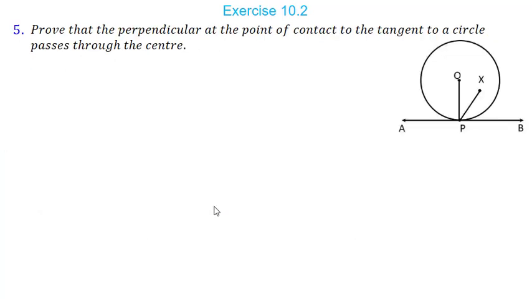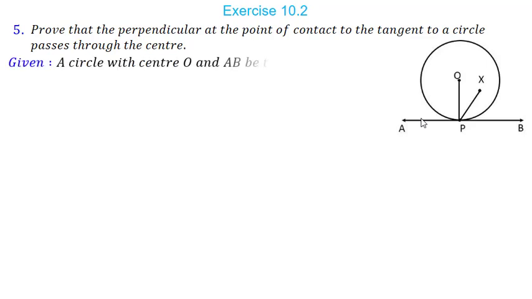The fifth problem is to prove that the perpendicular at the point of contact to the tangent to a circle passes through the center. So here we have to prove that if I draw a perpendicular at point P, where AB is the tangent, then this perpendicular will pass through the center O, right? This we have to prove. Now in such kinds of proofs, we take a contradiction statement: we say that this PO is not perpendicular, and hence we draw some other perpendicular, and finally we show that after drawing some other perpendicular, we get some statement which is not correct, and hence our assumption is wrong, right? This we have also seen in the first chapter, real numbers.